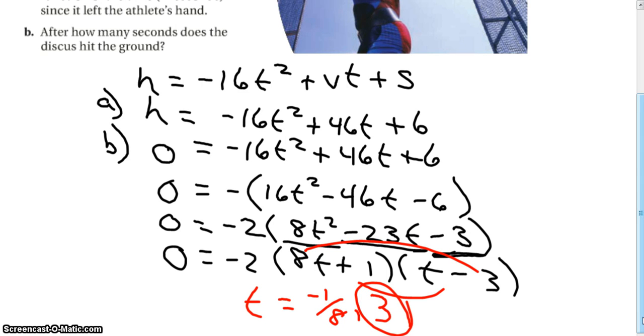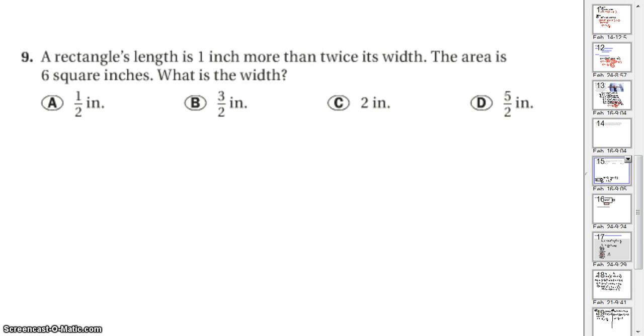And it is reasonable to think that a discus could fly for 3 seconds and land. That's a reasonable answer, so do check for reasonableness. Okay, a rectangle. Go ahead and pause the video and take this down, and then see what you can do with it. In geometry, it's always best to draw the picture.